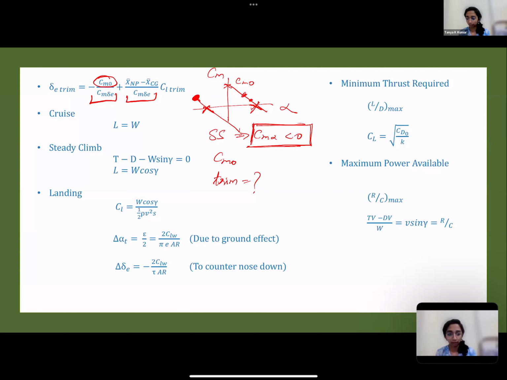What is gamma? This gamma is a new symbol. What is it? For trim, it was just lift equal to weight. Now it is lift equal to W cos gamma. So what is gamma? What is this angle gamma, small gamma?